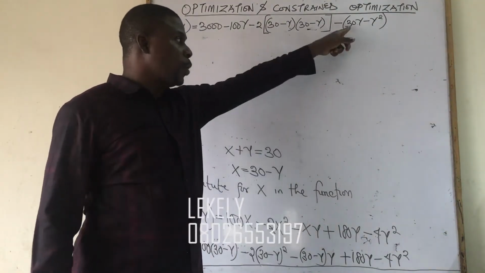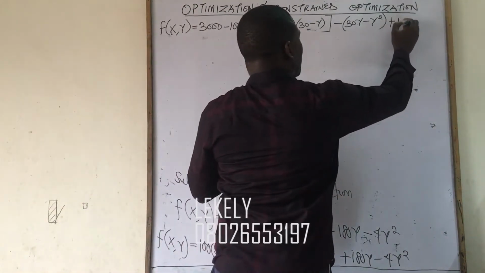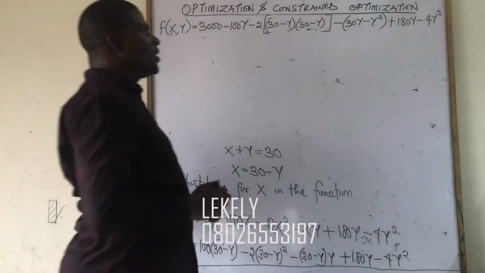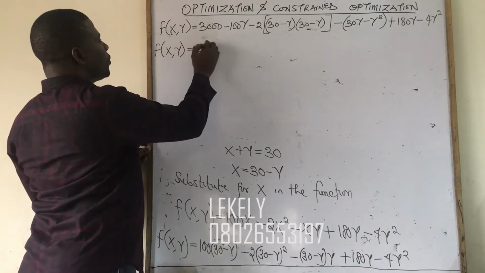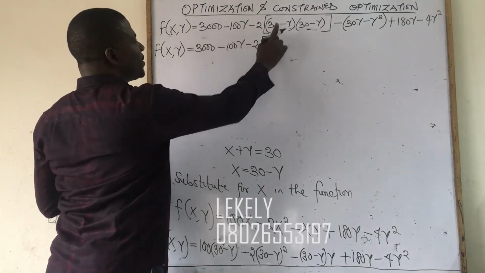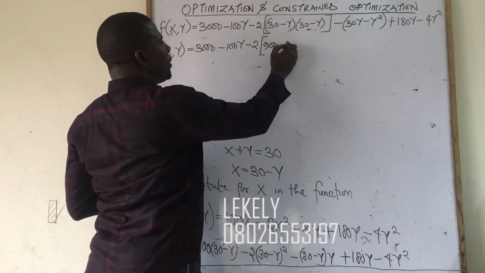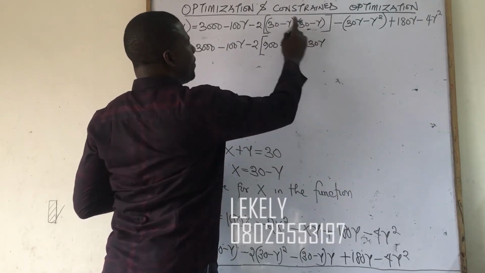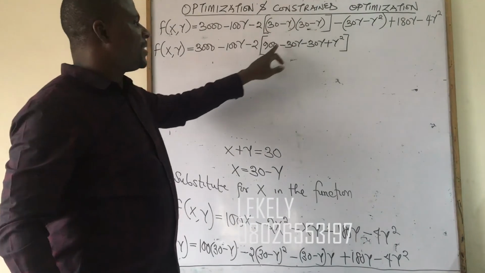So y times 30 is 30y. Y times y is y squared. Then you have plus 180y, then minus 4y squared. You see that? So from here now, our f of xy will be equal to 3000 minus 100y minus 2 into bracket. Try to expand this bracket. Expanding this bracket, 30 times 30 will be 900. Minus 30 times y, minus 30y. Minus y times 30, minus 30y. Minus y times minus y, plus y squared. That's what we have. 30 times 30 is 900.